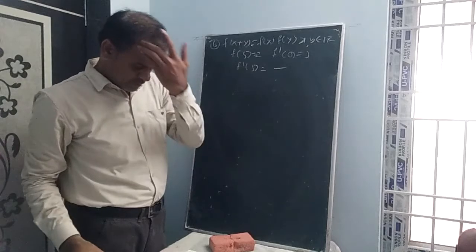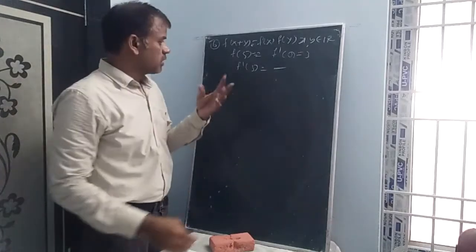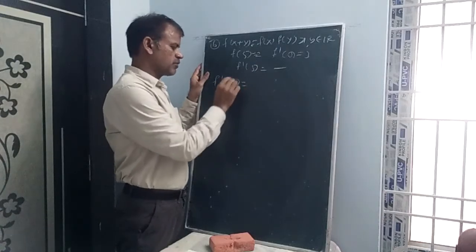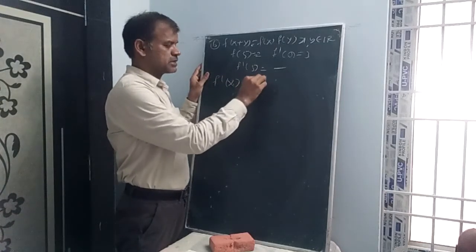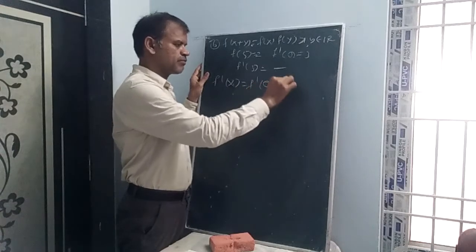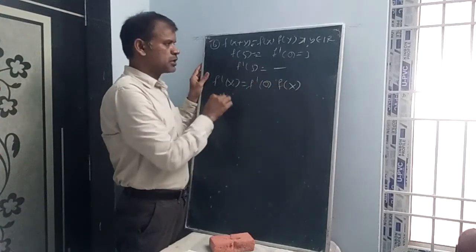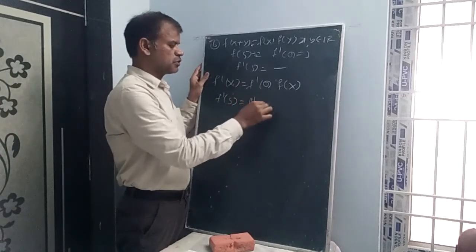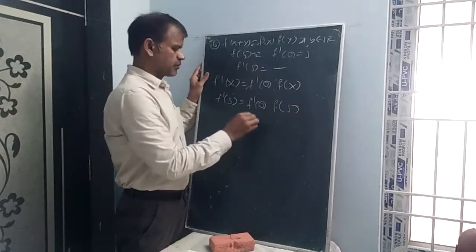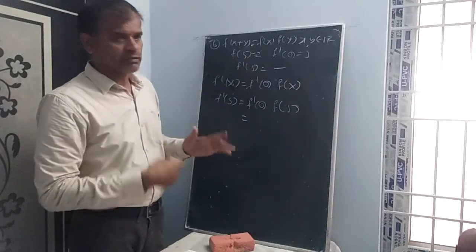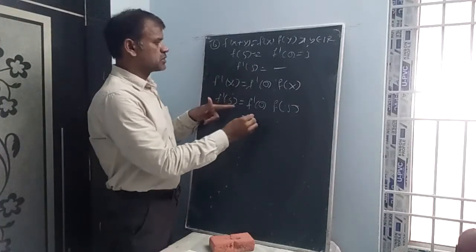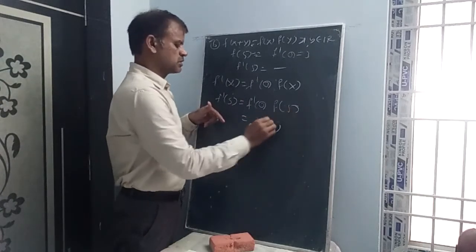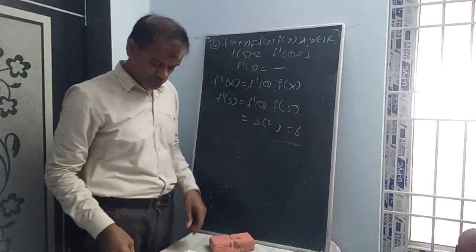You should calculate the value of f dash 5. Now use the formula, I am writing the formula once again: f dash x is equal to f dash 0 into f of x. So substitute here 5 instead of x. f dash of 5 is equal to f dash of 0 into f of 5. If you know the formula directly, you can write. Otherwise, you should do the sum. f dash 0 value here 3 and f of 5 value 2. So 3 twos are 6. This is the simple question in IEEE 2002.